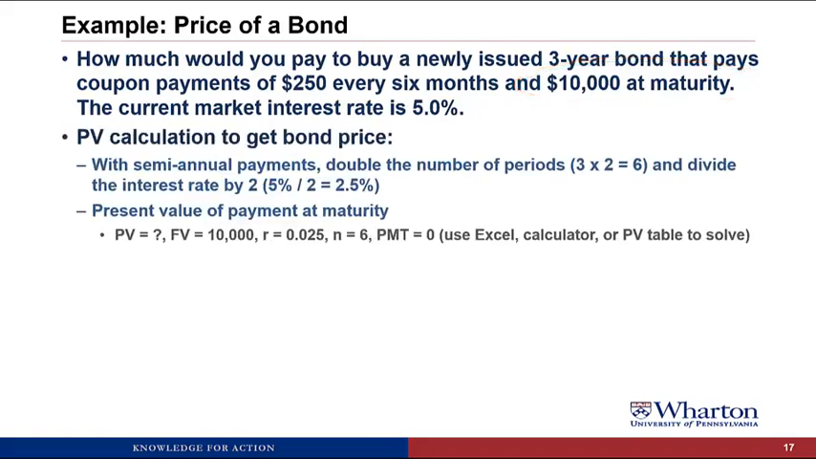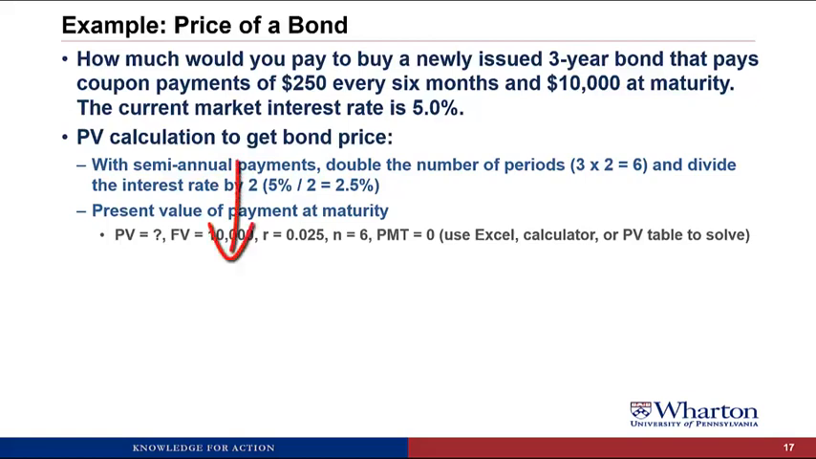But what complicates this is it's semi-annual, so we need to double the number of periods. So instead of a 3-year bond, we have to view this as 6 semi-annual periods, and then divide that annual interest rate by 2. So instead of the market rate being 5% per year, we're really getting 2.5% compounding every 6 months. Now we can figure out the present value of the payment at maturity, so the $10,000 lump sum we get at the end.